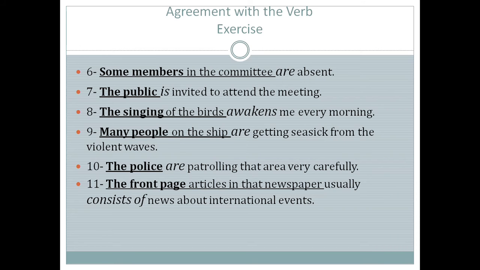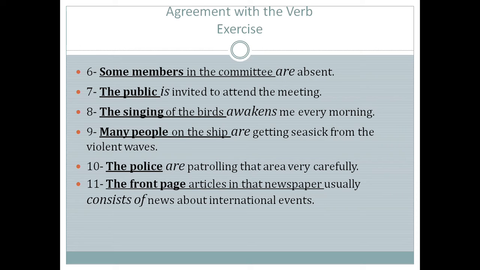Some members in the committee are absent. So some members in the committee is the entire subject, but the subject is some members, plural, so it agrees with verb are. The public is invited to attend the meeting.